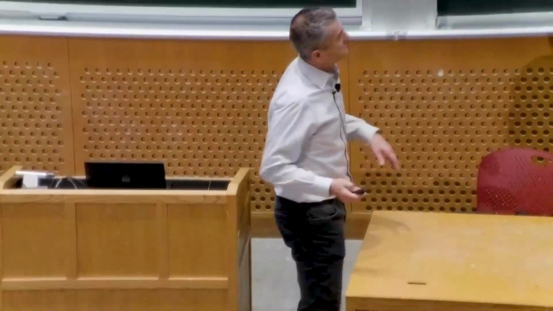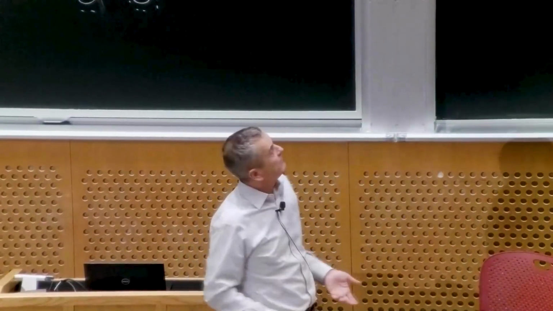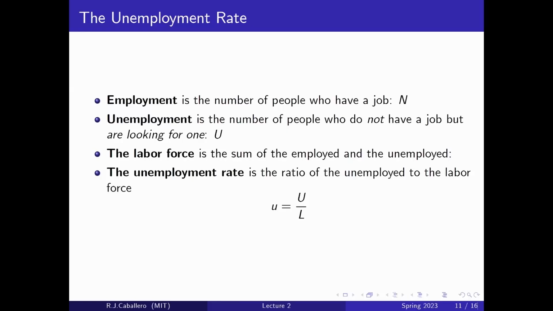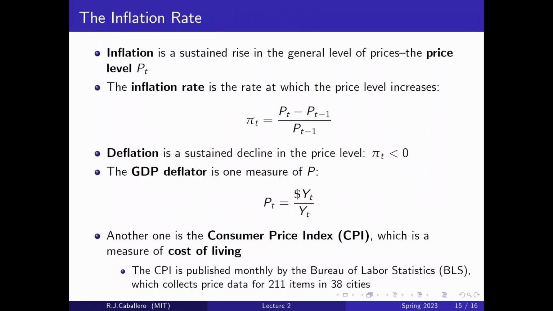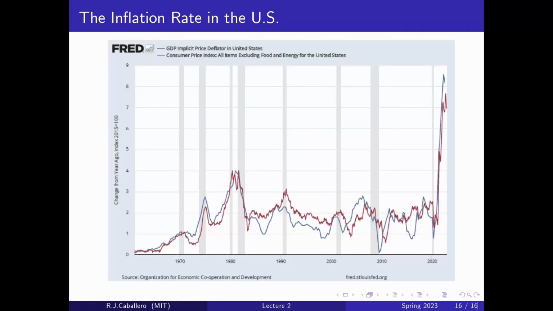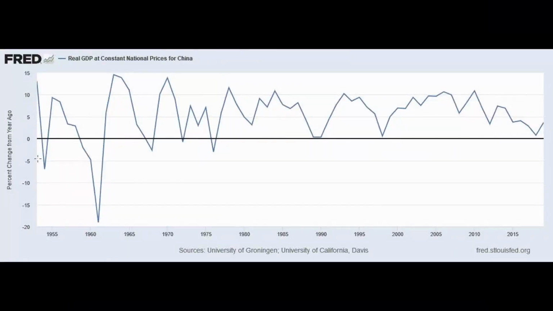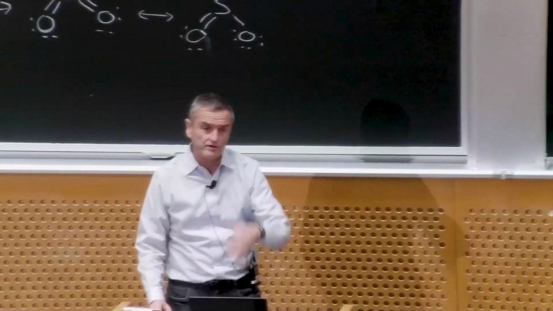Then we went through some definitions. The unemployment rate is the number of unemployed over the labor force, not population, that's important. We talked about the inflation rate as well. That's the rate of change of prices, and there are different prices in the economy. One of them is the deflator, the other one is the CPI, and so on and so forth. That's it. So that was the first lecture relevant for the quiz.